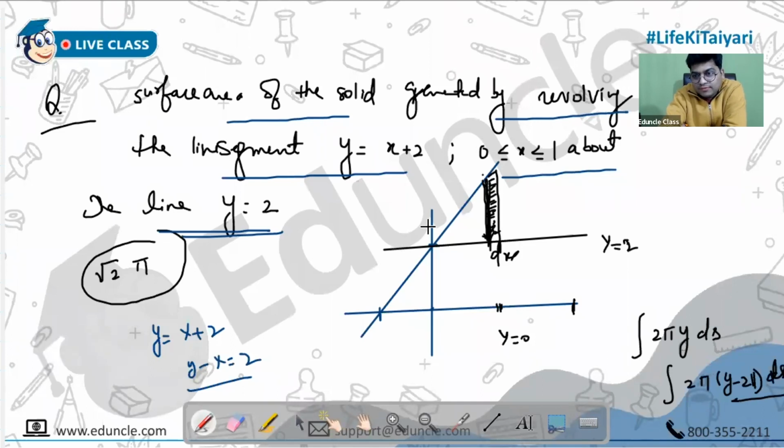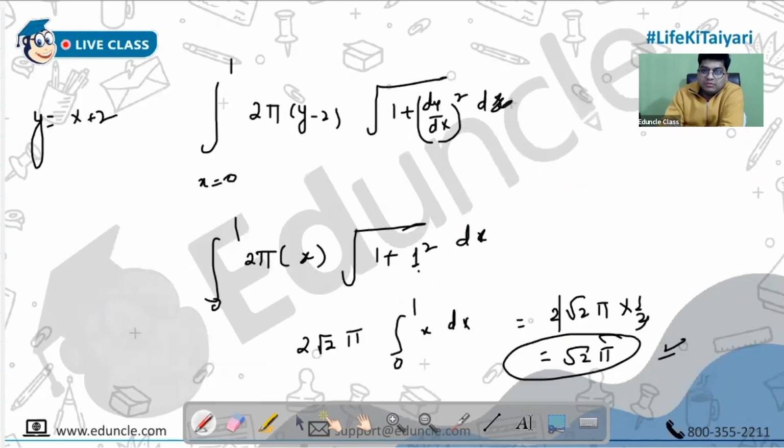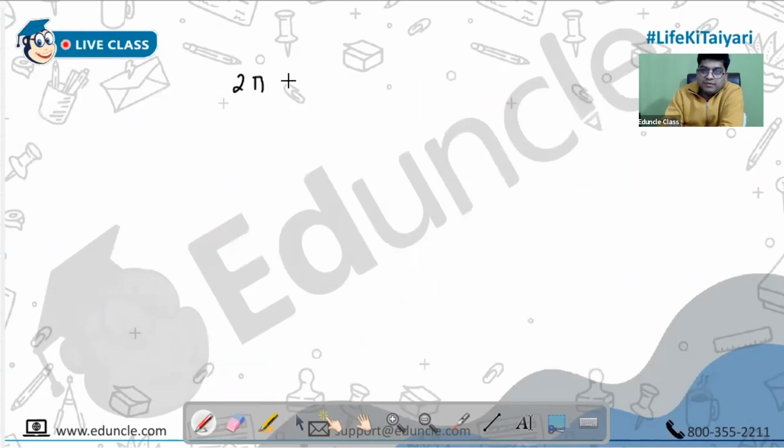Am I correct? See, you can take 2 pi y ds. ds you can also write as dx by dy, because you can do this manner also. Tell me. So, 2 pi y minus 2, upper curve to lower curve.